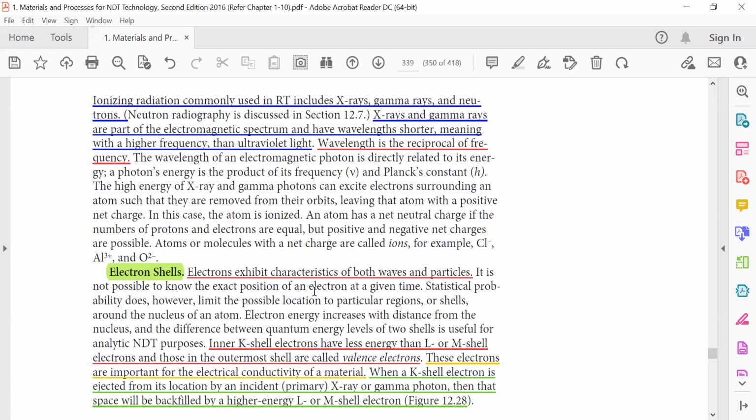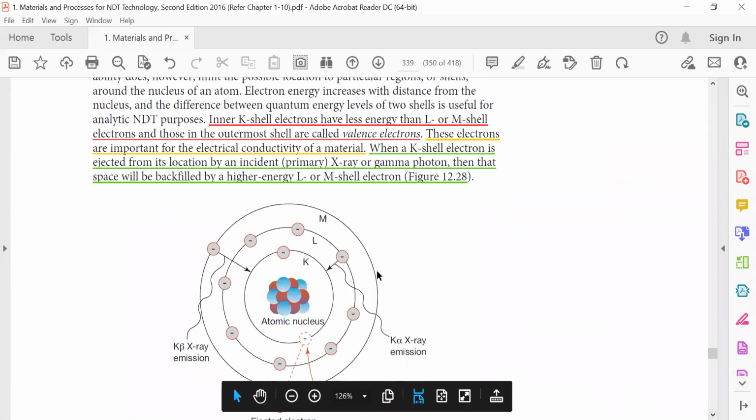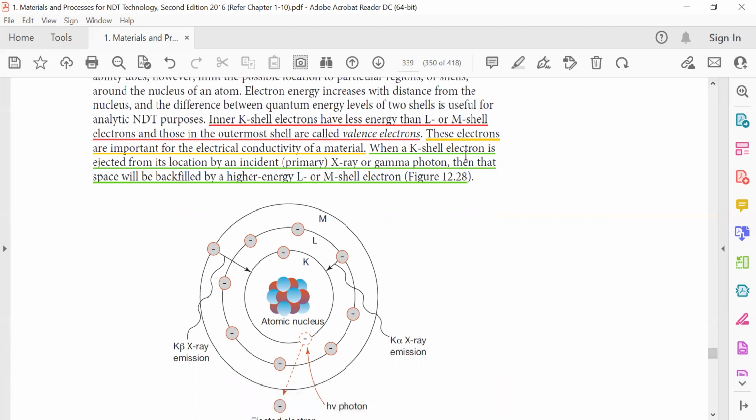Electron shells. Electrons exhibit characteristics of both waves and particles. There are several electron shells: K shell, L shell, M shell. So 2 plus 8 plus 8, like that it will go, then 18. So K, L, M, and O, P, it can go further.